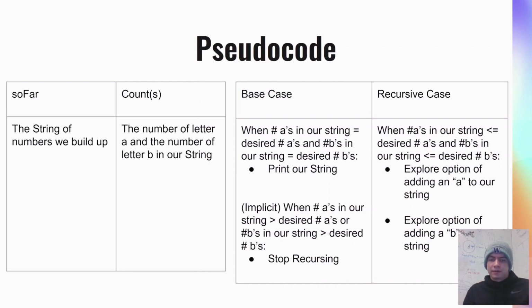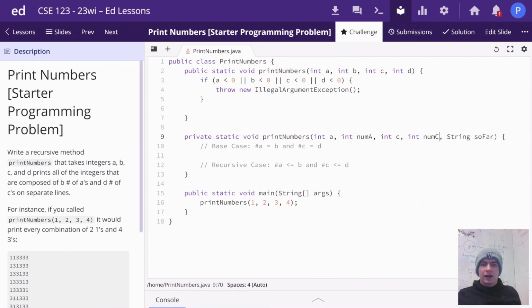Let's code this up. So I hopped on over to Ed. Right now, I set up a private helper method that we'll use in our public-private pair, as well as wrote in our basic recursive cases. And I gave the private method parameters int a, int numA, int c, int numC, and a string soFar. So a and c are the 2 digits we'll use to build our string, and the string that we'll be building is our soFar string variable. We also need a way to keep track of the number of a's and the number of c's that we've added to our string. So we can do that by adding numA and numC parameters.